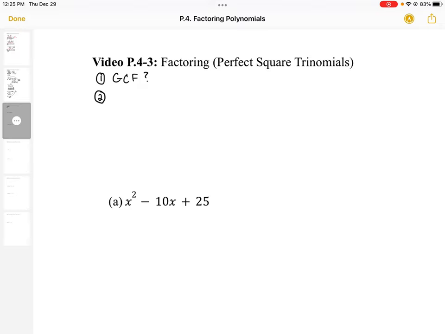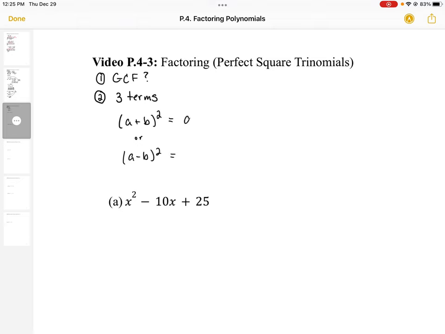So in the last video, we looked at a difference of two squares. That can exist if there are two terms. In this case, we're going to be looking at situations where there are three terms, and if there are three terms, perhaps we could factor it as a perfect square trinomial. So a perfect square trinomial is in the form a plus b squared or a minus b squared, and that would be the form factored.